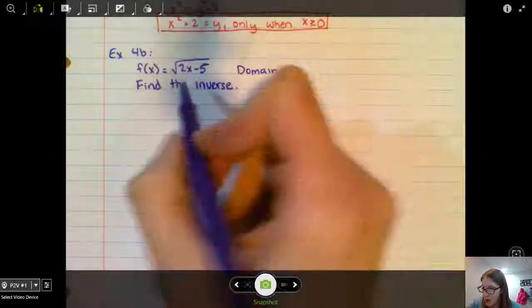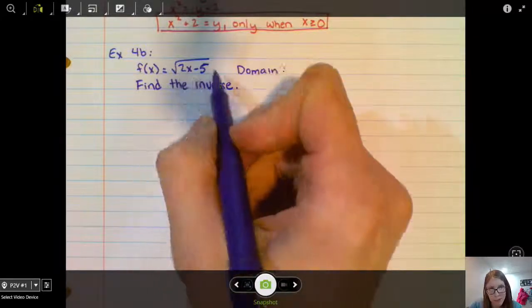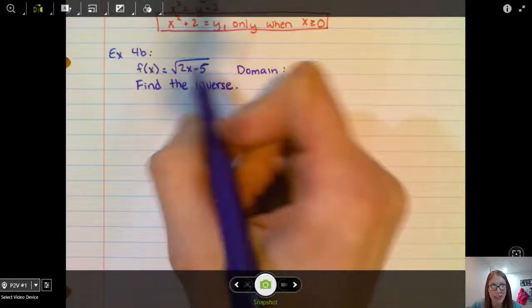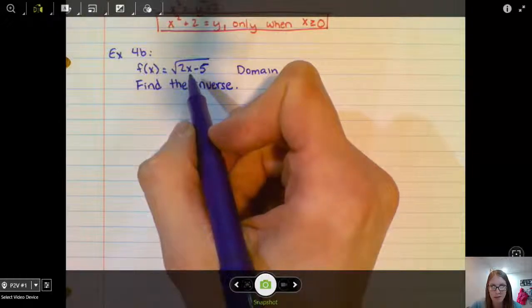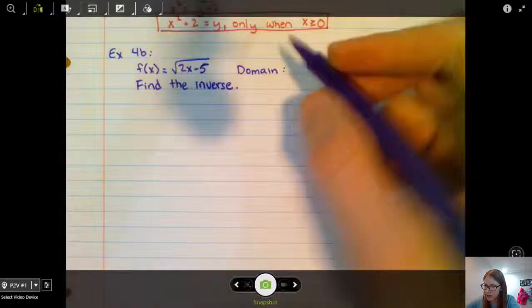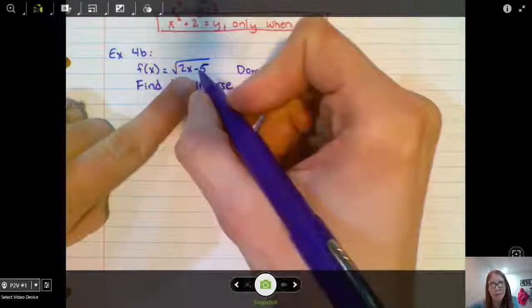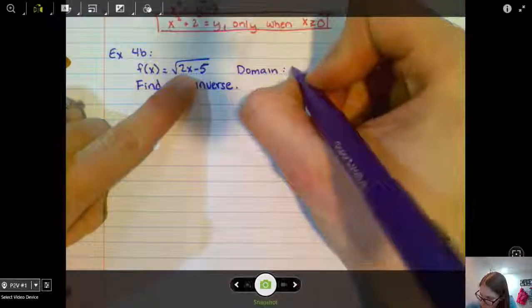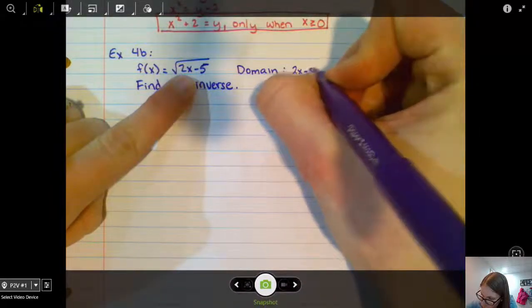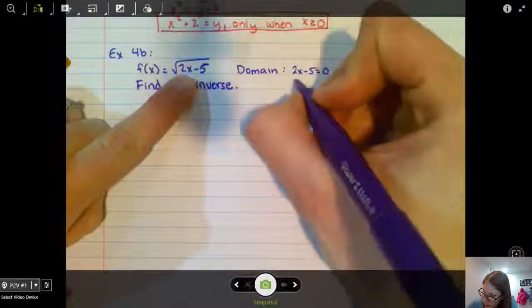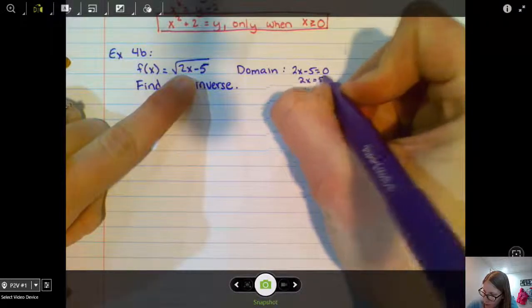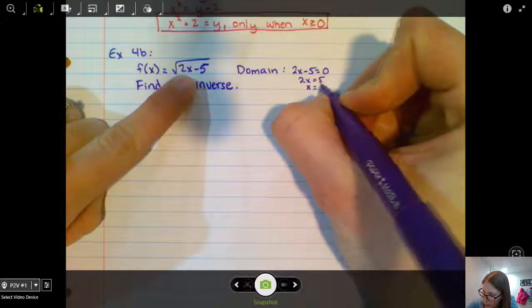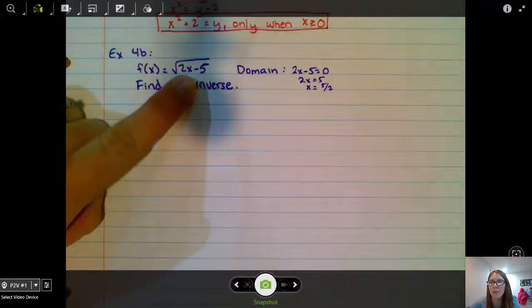Okay. Now I have a problem if everything underneath the square root is negative. But it could be 0. So let's find out for a second. When would 2x minus 5 equal 0? Add 5 to each side and divide by 2, when x is 5 halves.